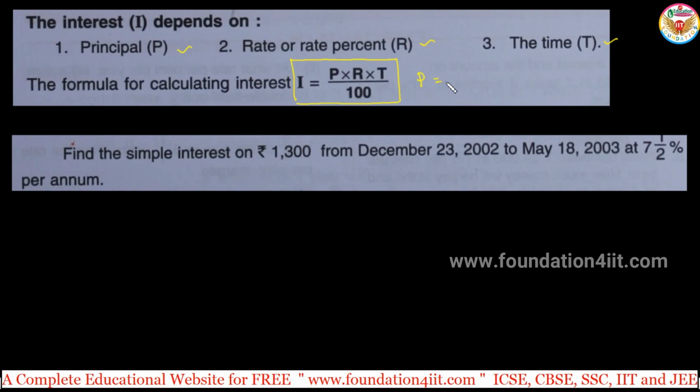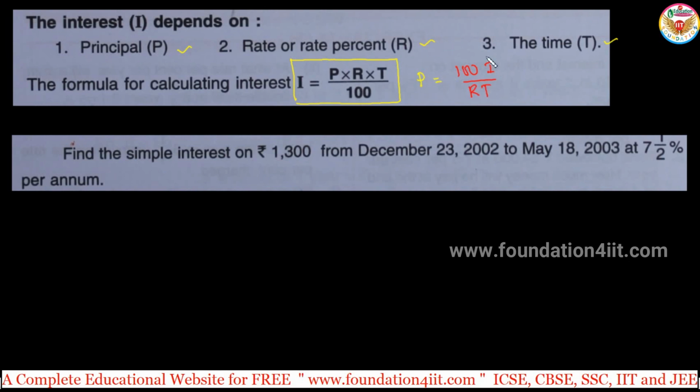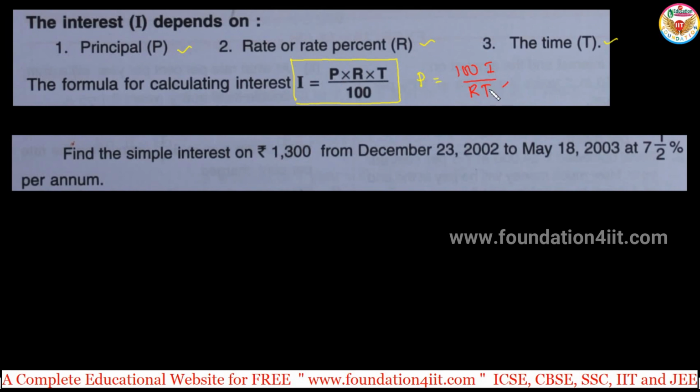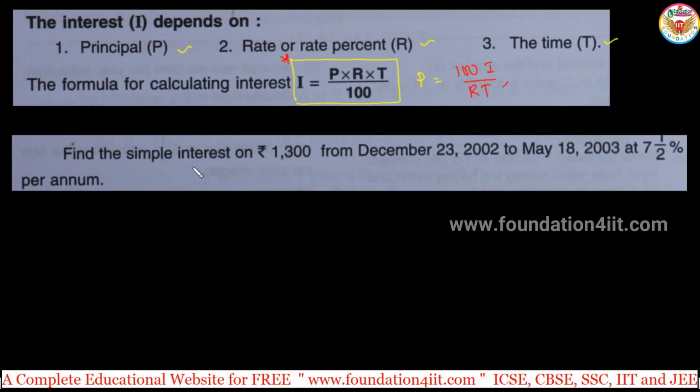If you want only the P value, P equals 100 into I by RT. In the same way, R equals 100I by PT and T equals 100I by PR. So we can make these, but these are the basic and important formulas. Let us see some basic questions in this, then we'll go topic wise.